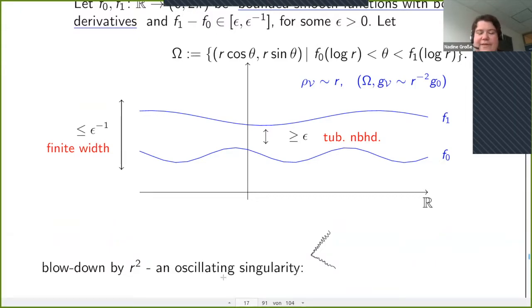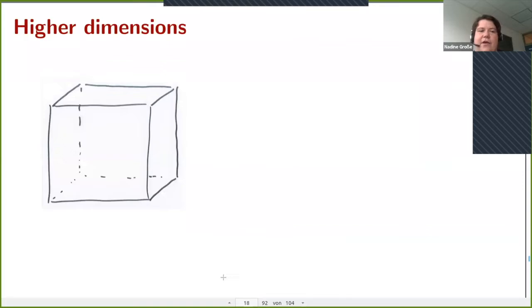But what's maybe more interesting is, of course, you want to do it in higher dimensions. So a basic example is a cube. Now singularities are no longer just the corners, but also the edges. And then the boundary condition would be on the faces. And now, of course, you can go for an iterative process.